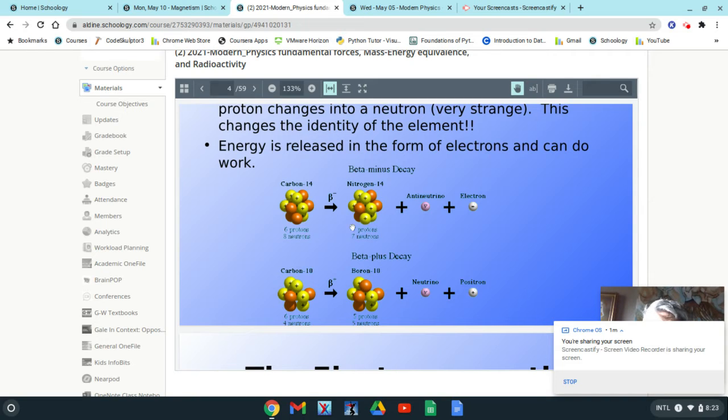Remember, the number of protons is the atomic number that decides what element that atom is. And so in this case, carbon-14 has now changed to nitrogen-14. So it's an entirely different element now. It's going to have nitrogen behavior versus carbon behavior. And so thereon it goes. And this is what we call a beta minus decay, because a negative particle is being given up.